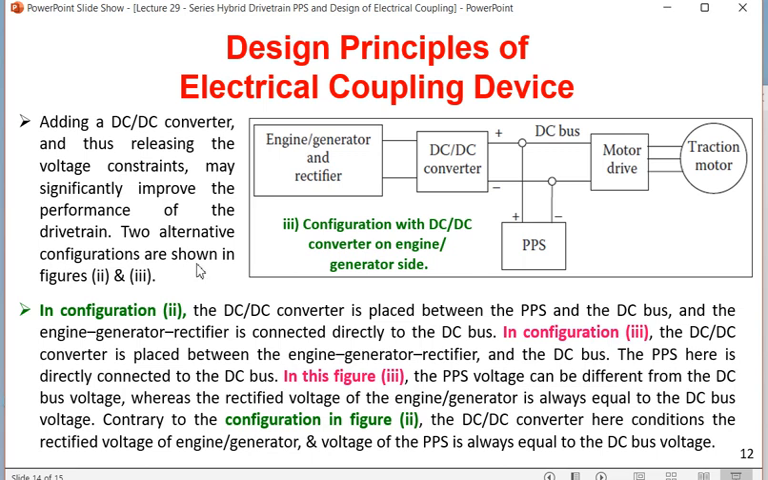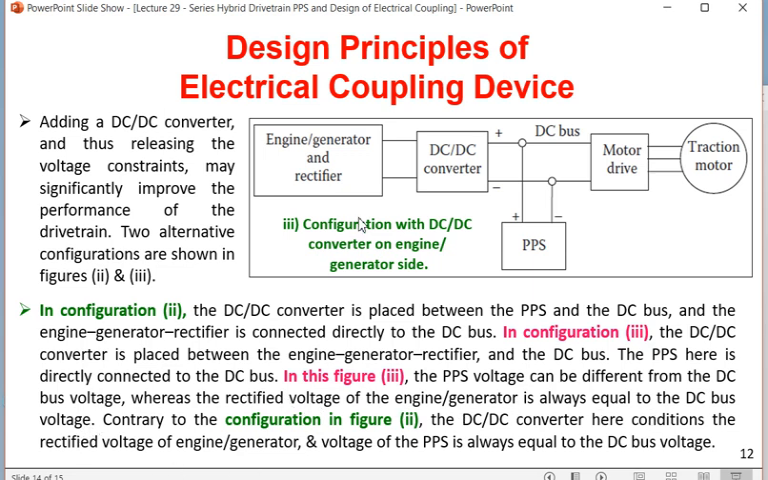In configuration 2, that means when the DC to DC converter was with the PPS, the DC to DC converter is placed between the PPS and the DC bus, and the engine generator rectifier is connected directly to the DC bus. In configuration 3, the DC to DC converter is placed between the engine generator and the DC bus. You are finding it here. The PPS here is directly connected to the DC bus. That means the PPS does not have any buffer in between; it is directly connected to the DC bus. So in this figure 3, the PPS voltage can be different from the DC bus voltage, whereas the rectified voltage of the engine generator is always equal to the DC bus voltage.